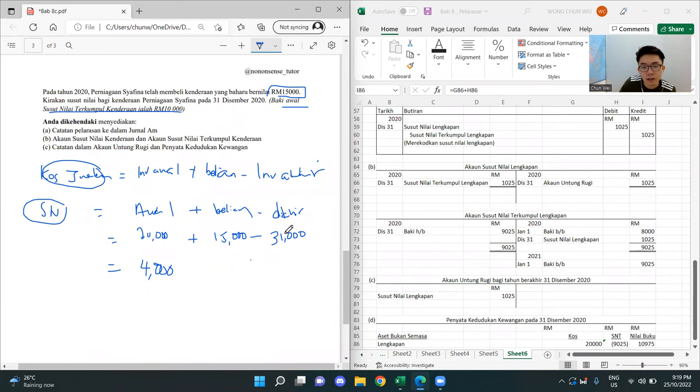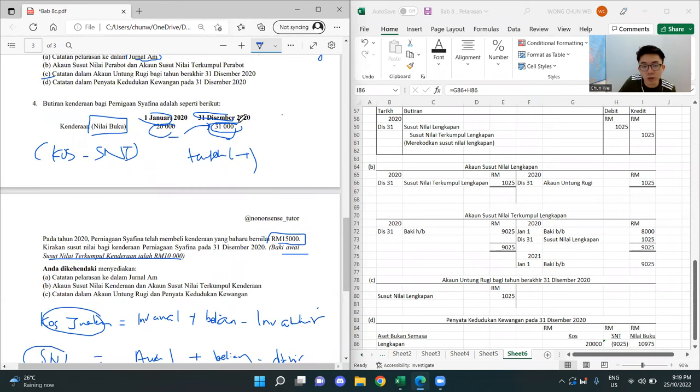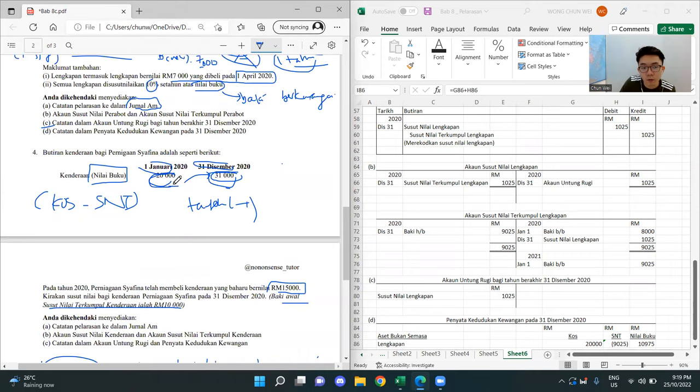That's why kita punya baki akhir is just 31,000. Because by right, if kita ada baki awal of 20,000, plus apa yang kita beli is 15,000, it should be 35,000. Apa yang ada tambah apa yang telah dibeli, it should be 35,000. Tapi dia punya baki akhir is just 31,000. So you use your 35,000 minus 31,000, you get 4,000. Maksudnya, there is a susut nilai of 4,000. That's why the nilai buku jatuh kepada 31,000.